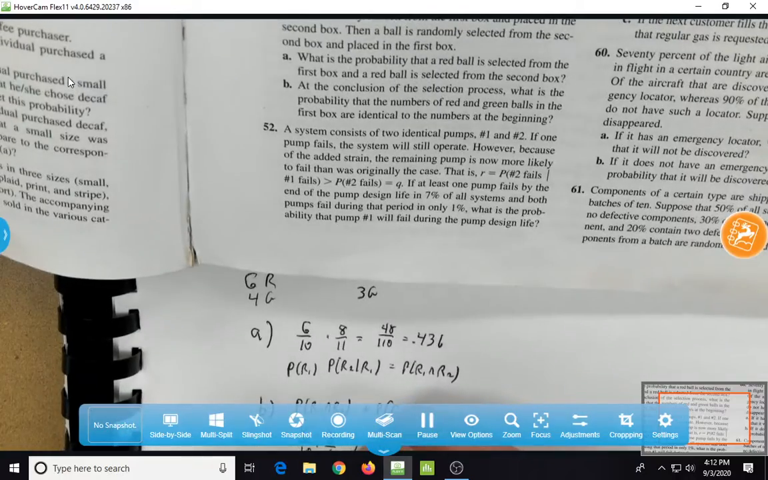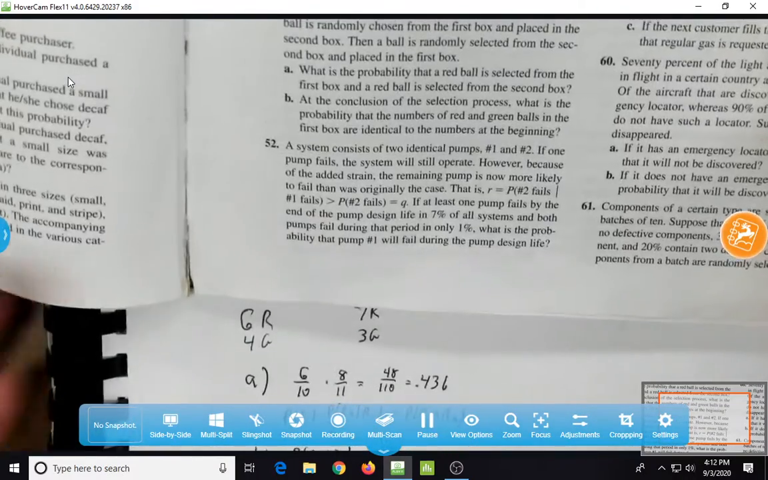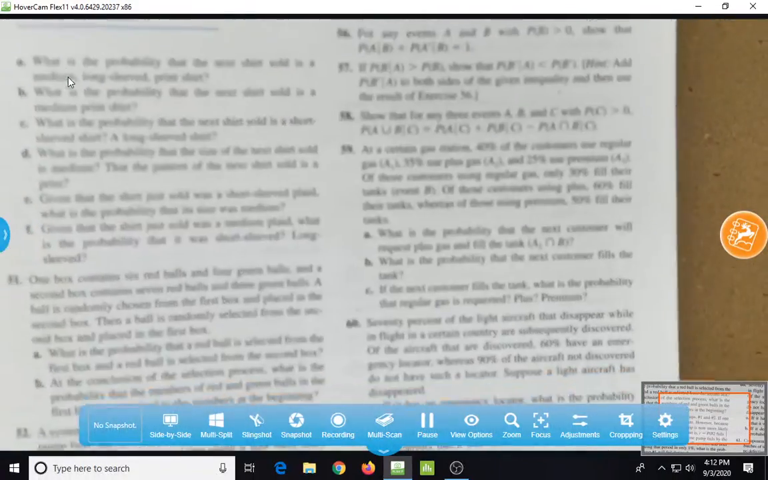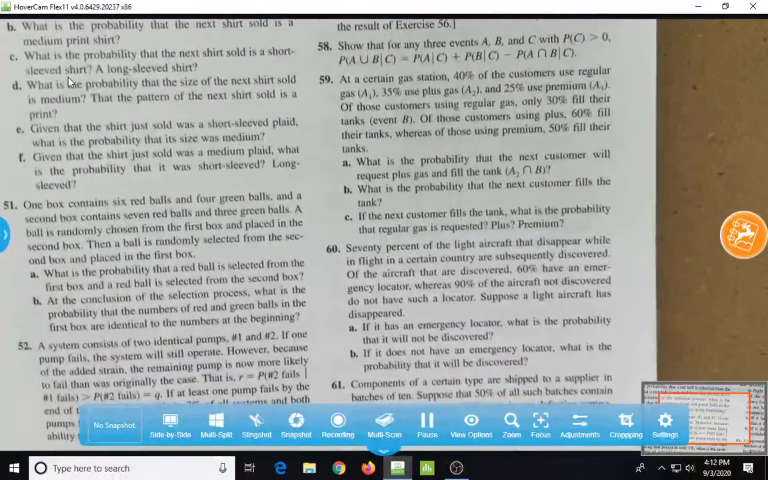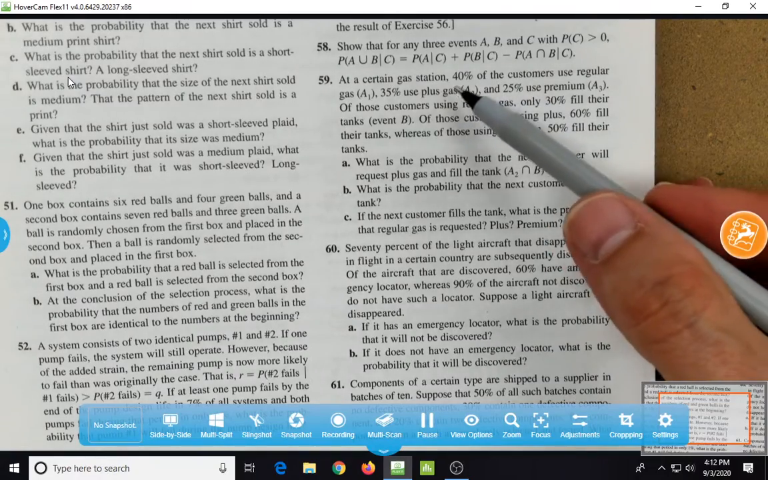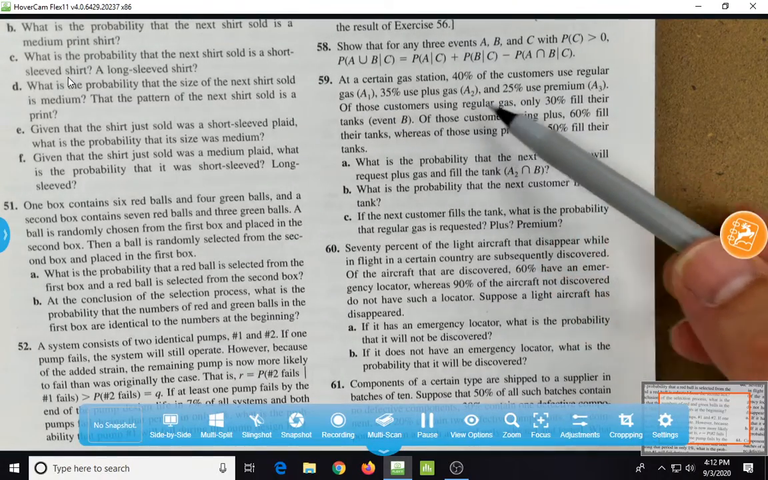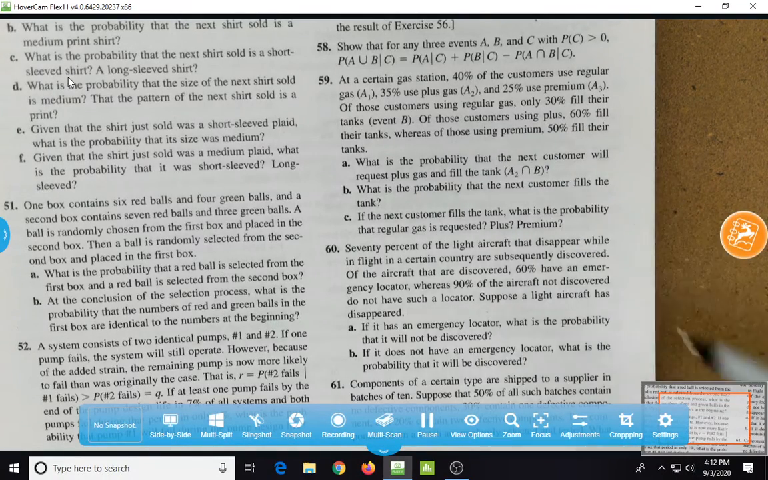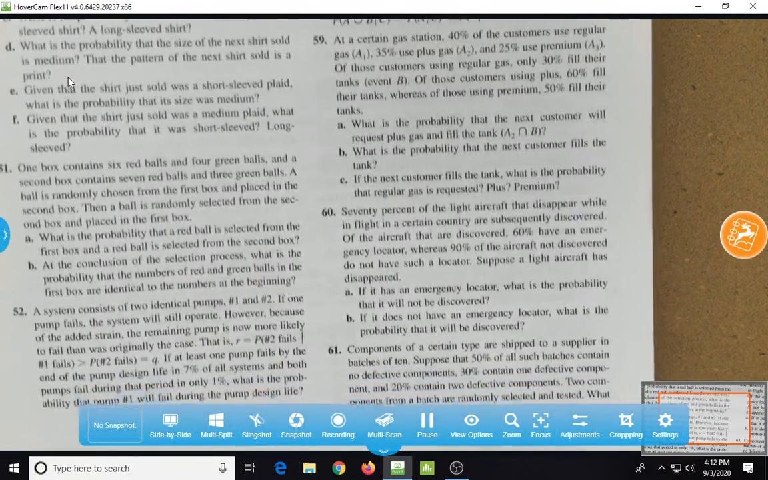Okay, so my final problem, let's look at number 59, about a gas station. I'm going to do this 2 ways: one using a table method, and one using a tree method. So here I've got 3 kinds of gas: regular, plus, and premium. Of those using regular gas, only 30% filled their tank, event B. And all the other ones, premium 50%, 60% for the plus. Let's do the table first.